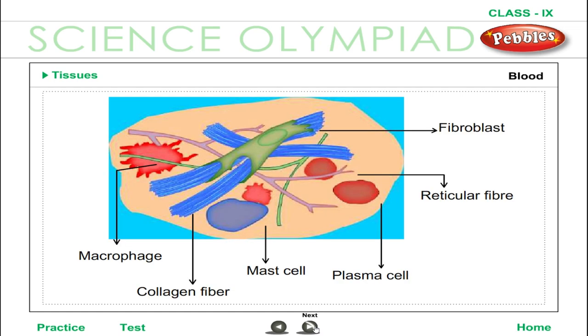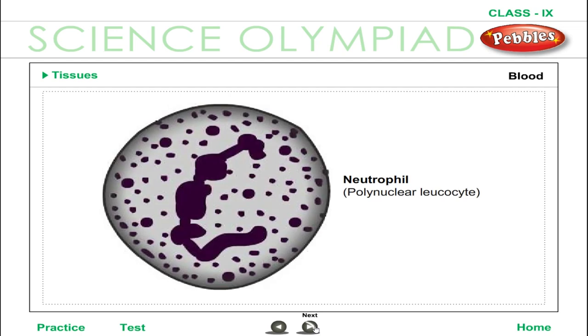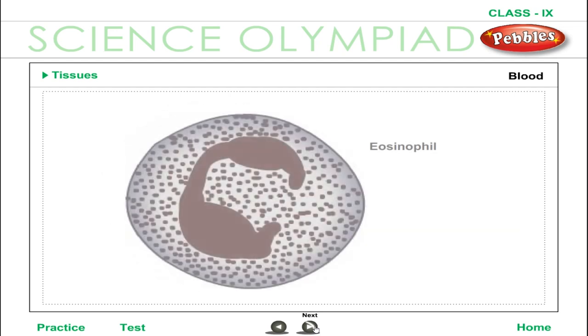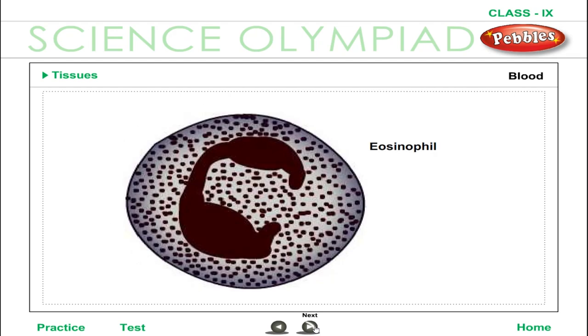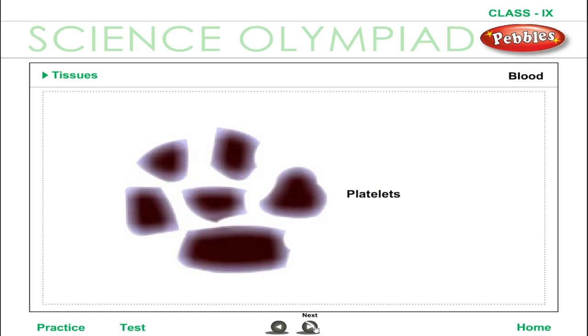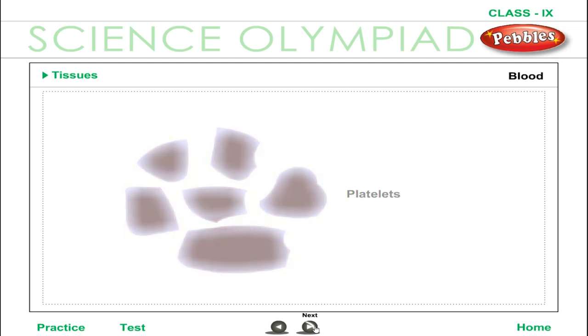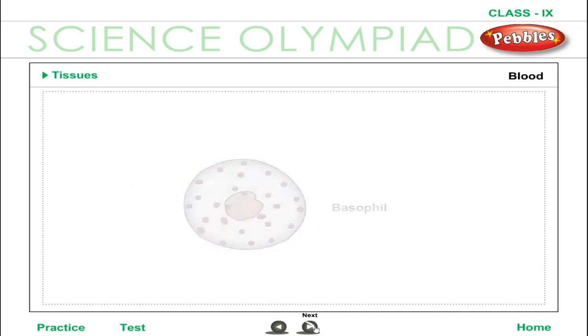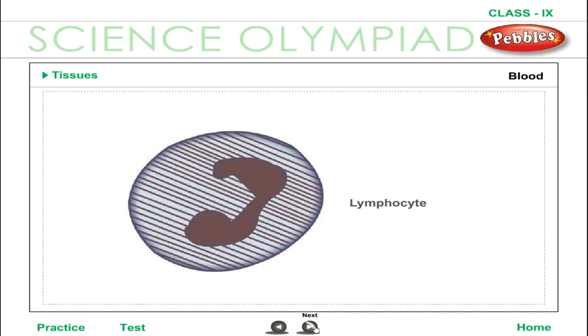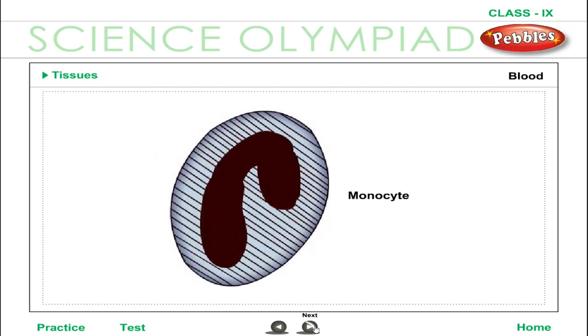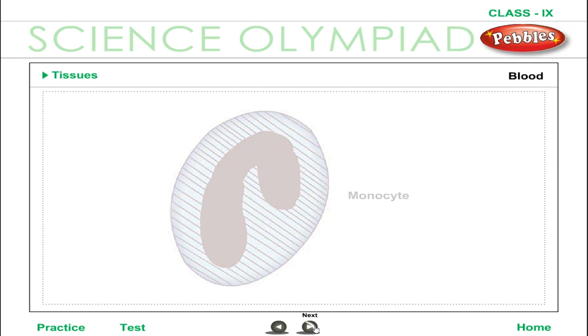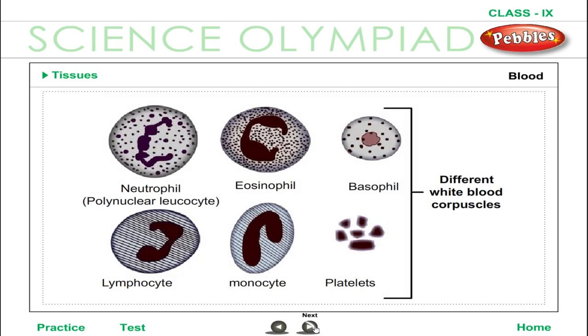Blood. Blood has a fluid matrix called plasma, in which red blood cells, RBCs, white blood cells, WBCs, and platelets are suspended. The plasma contains proteins, salts, and hormones. Blood flows and transports gases, digested food, hormones, and waste materials to different parts of the body.